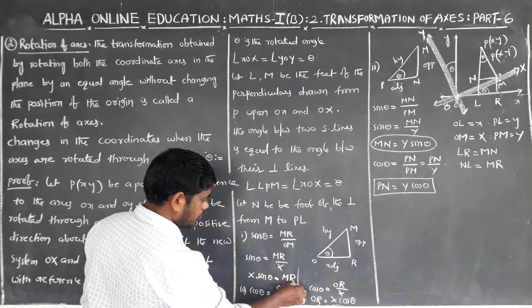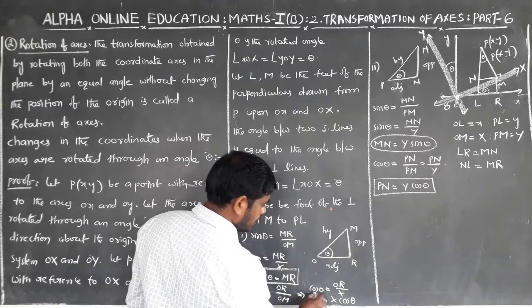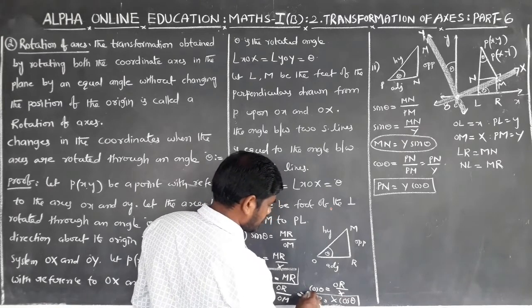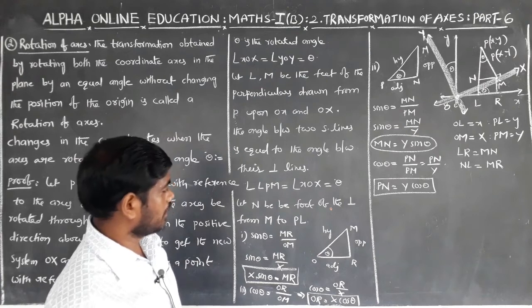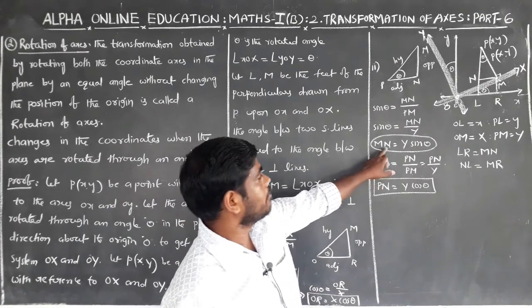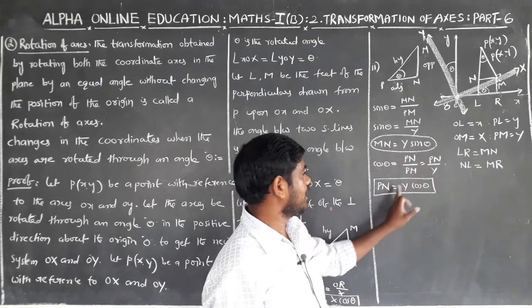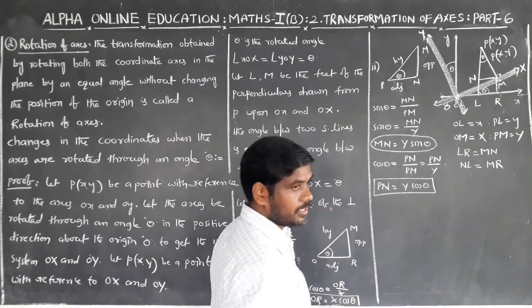So MR is equal to capital X sin theta, OR is equal to capital X cos theta, MN is equal to capital Y sin theta, and PN is equal to capital Y cos theta.